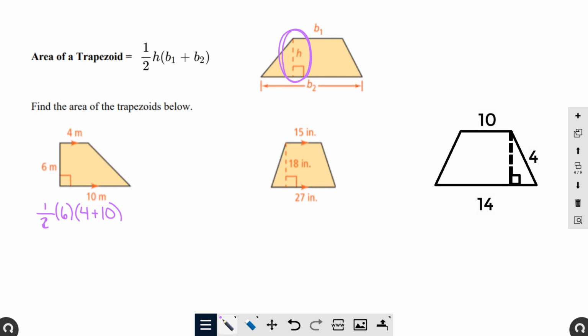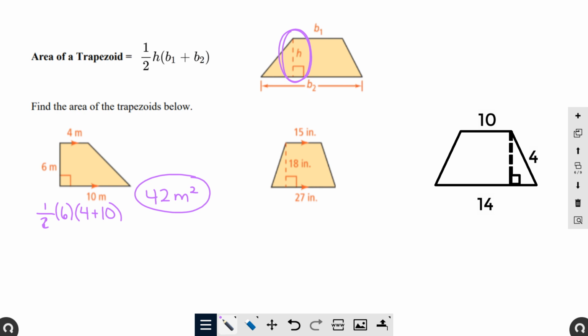Good. Now, you can type all that in your calculator, or you can use some mental math skills. What's 1/2 of 6? 3. And then we're going to times that by 4 plus 10, which is 14. So what's 3 times 14? 42. And then don't forget this is area, so put meters squared. Of course we need units. Units are very important.